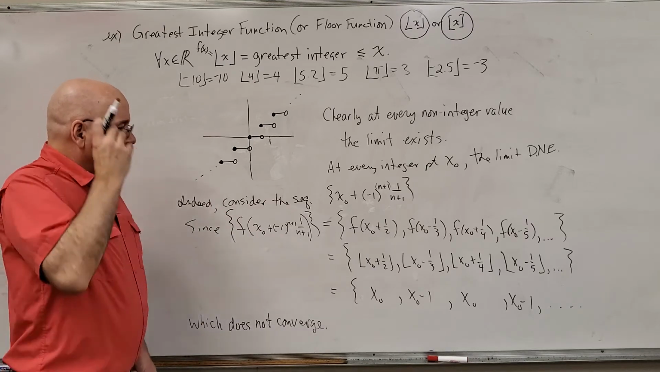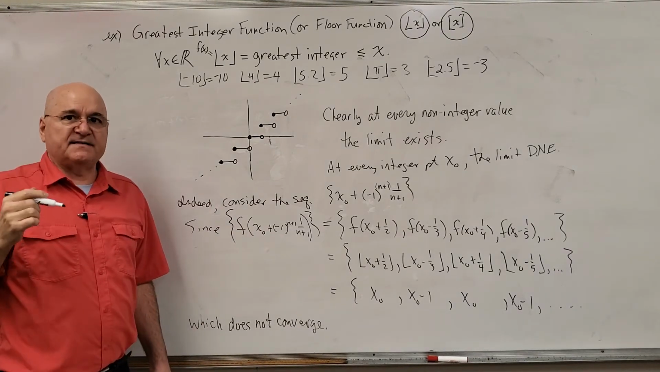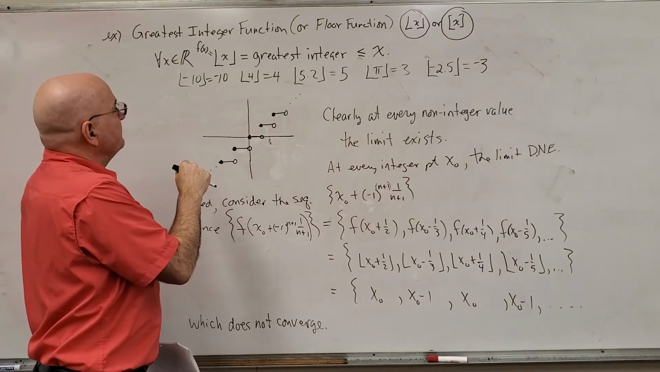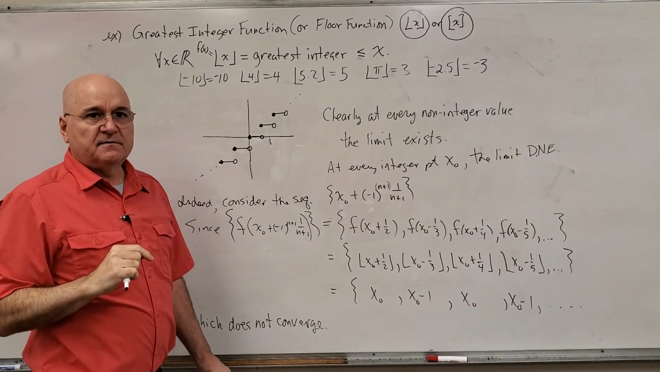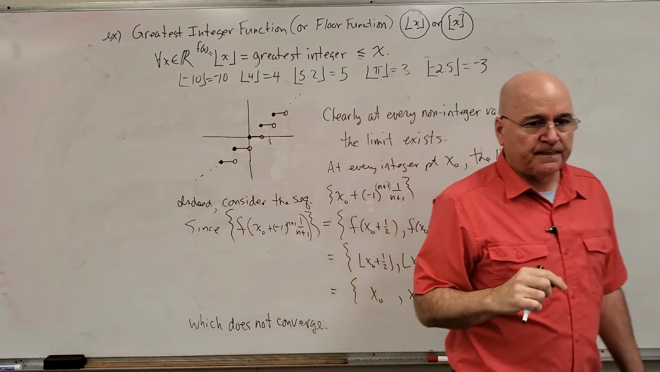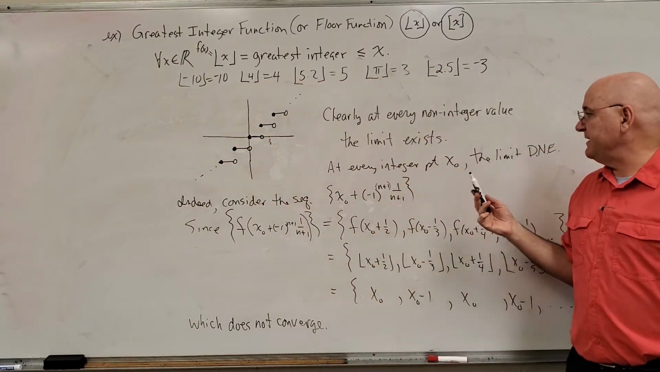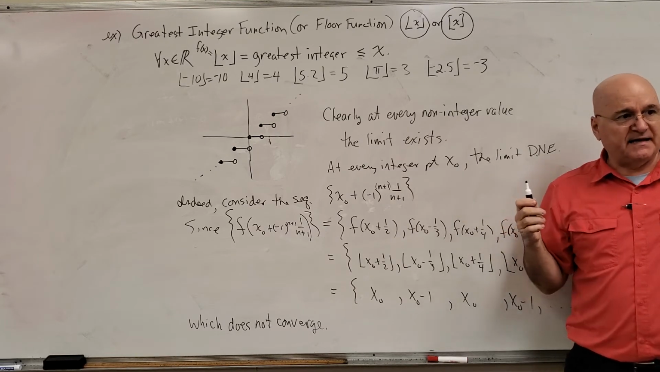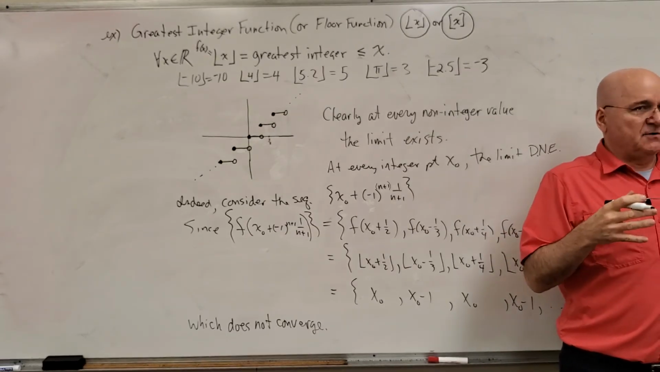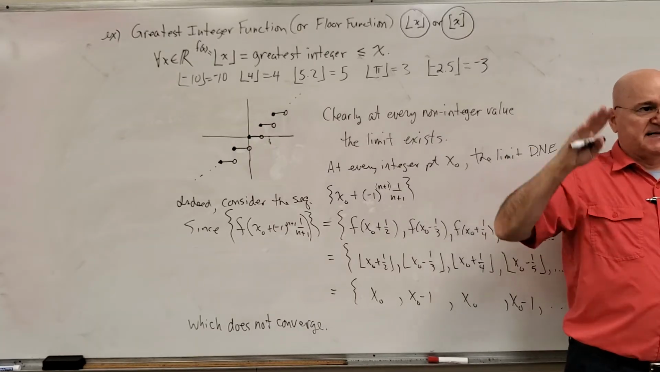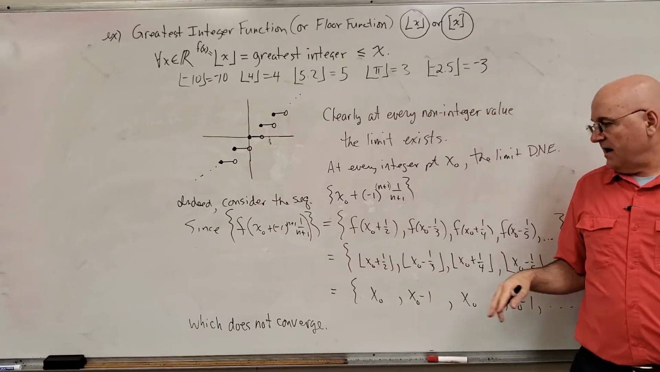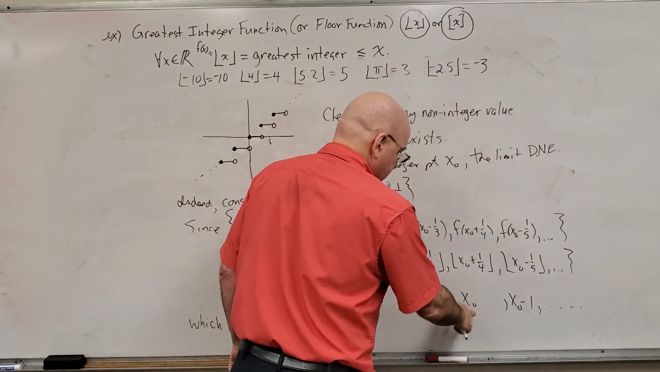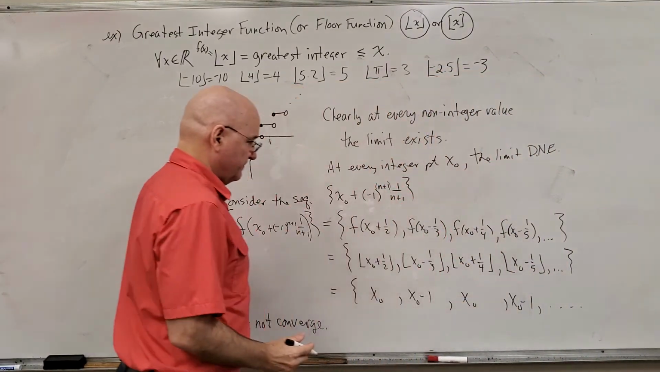And that tells us that at every integer point, the limit does not exist for this function. For every integer, we found a sequence that converges to that integer, but f of the sequence is divergent, doesn't converge. It oscillates back and forth: x naught, x naught minus 1, x naught, x naught minus 1, and so on.